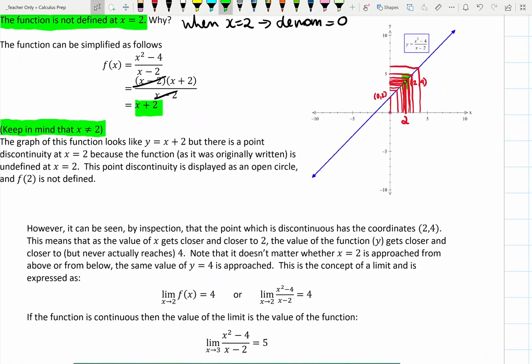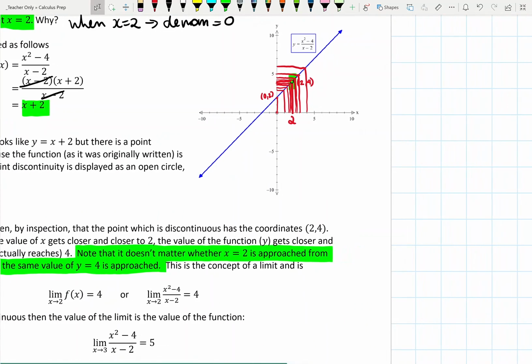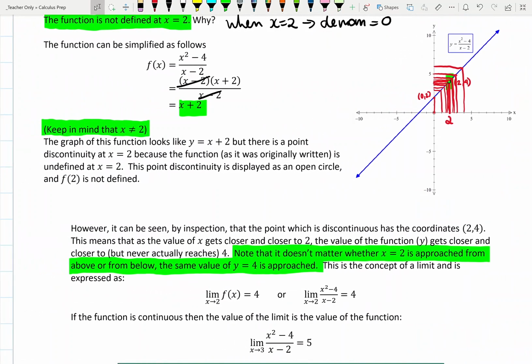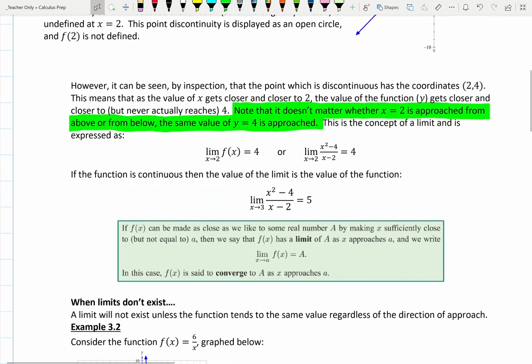Very, very importantly, it doesn't matter whether x equals 2 is approached from above or from below, the same value of y equals 4 is approached. And this is the concept of a limit. So just in very quick contrast, and we'll have a look at this in an example below, not all functions approach the same value when you approach from above and below. And I'll make that a little bit more clear in example 3.2.